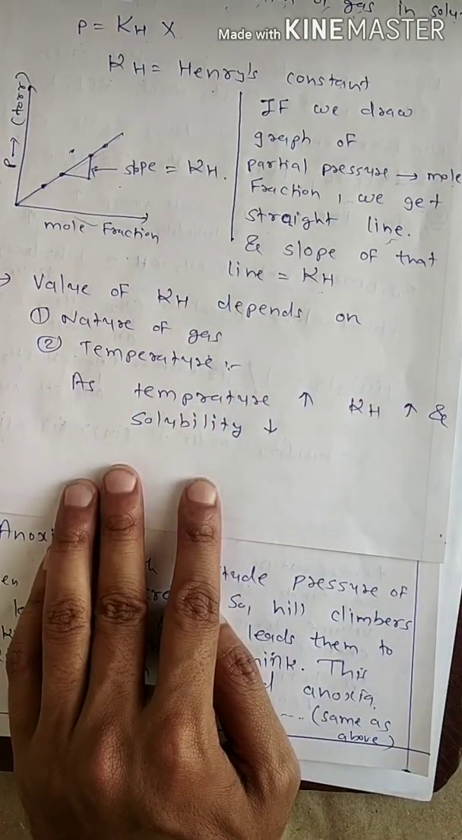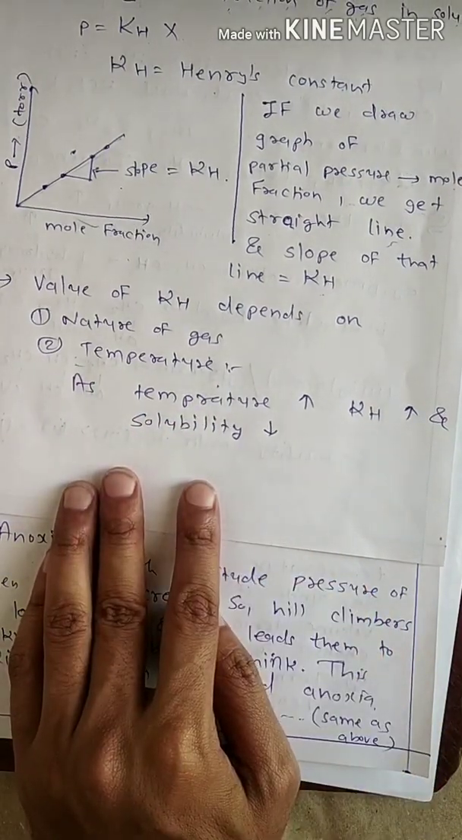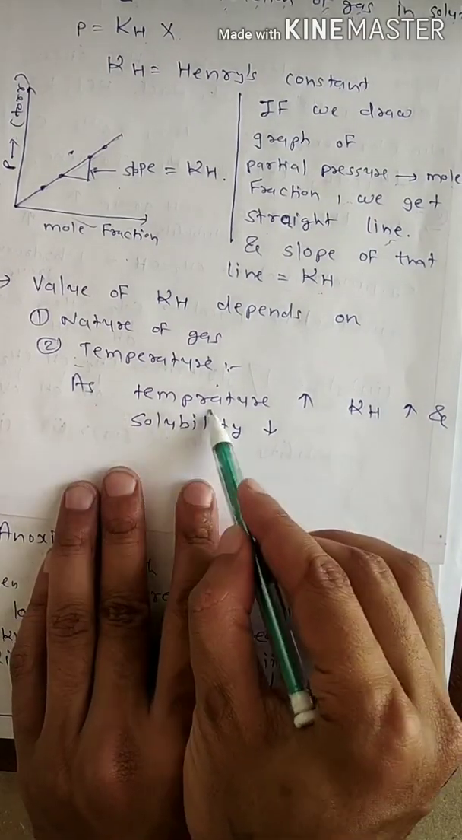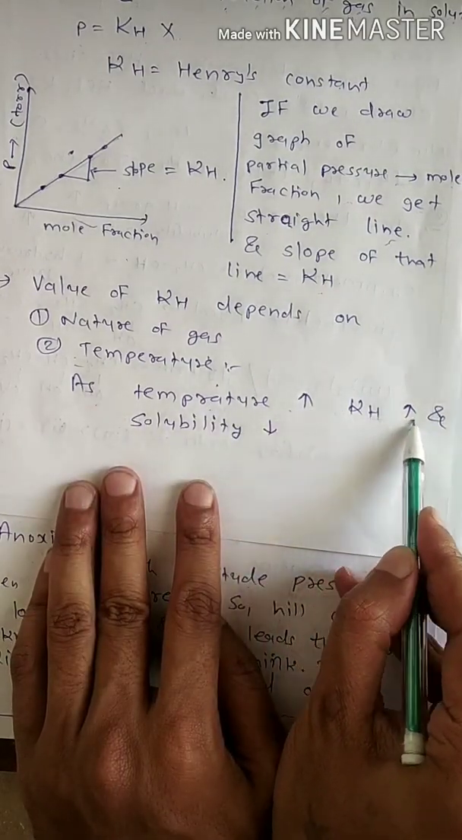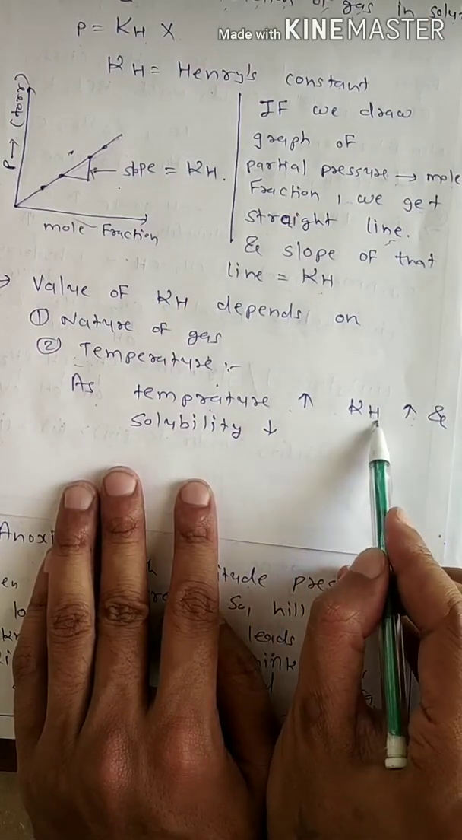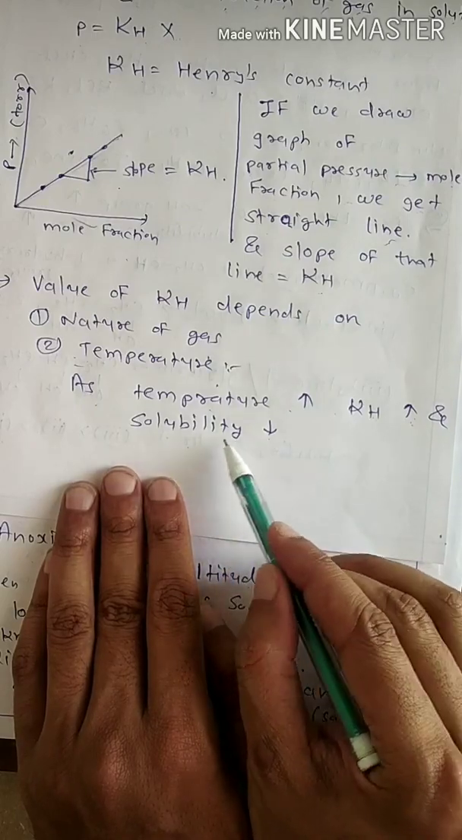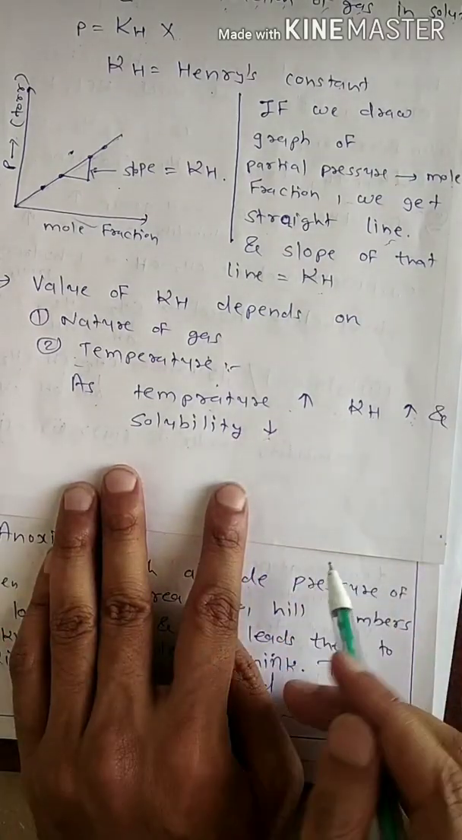Value of kh depends on the nature of gas, and temperature. At different temperatures this value changes. As temperature increases, kh value increases. Temperature જેમ increase કરીએ એમ kh value increase થાય છે. And solubility decreases, that we already discussed in factors.